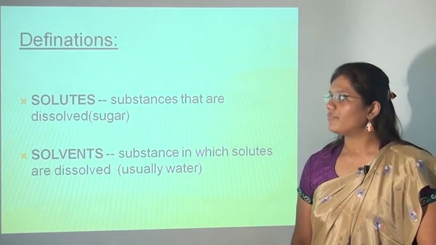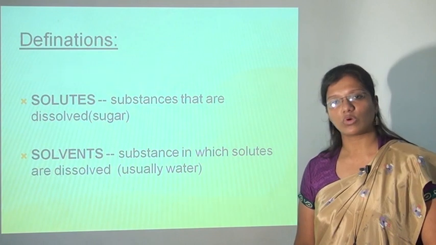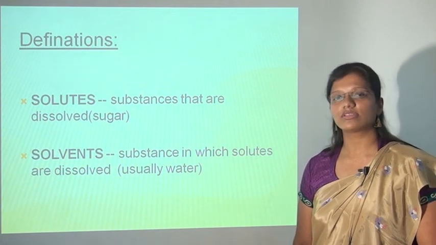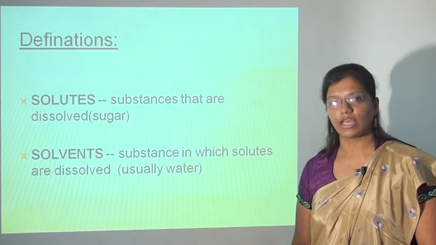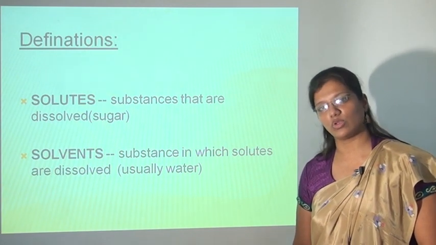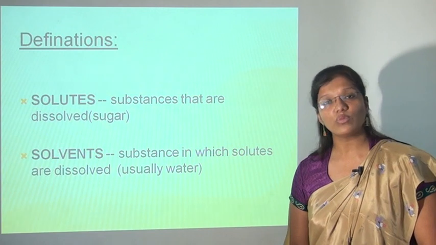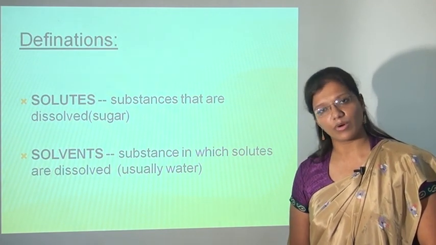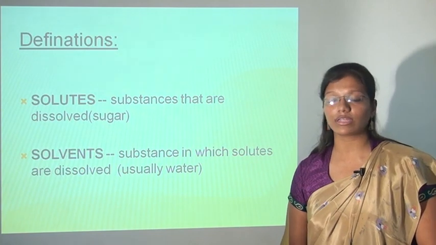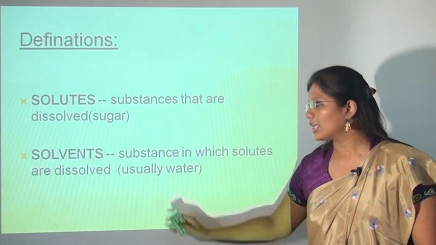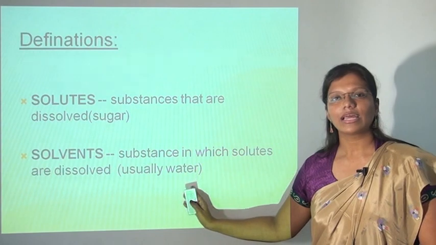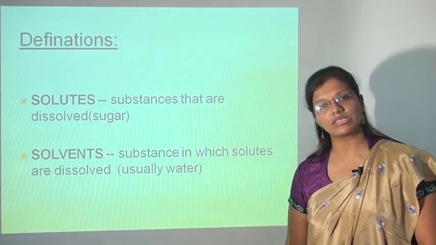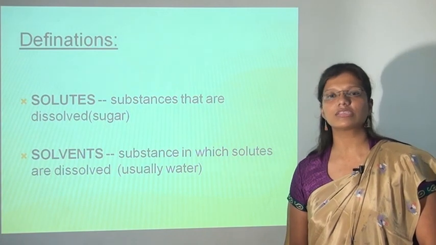That is the basic definition of what is the solute and what is the solvent. A solute is a substance that is dissolved in the solvent, while the solvent is the thing in which something is dissolved. You can say the solvent is the compound or the liquid in which you are dissolving your solute. Normally, in the example of sugar water, sugar is the solute while water is the solvent.